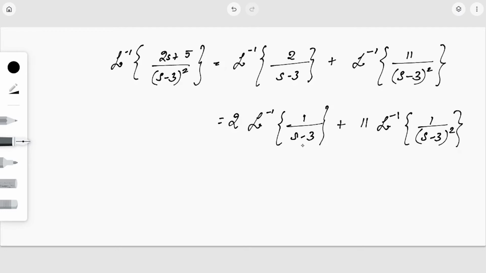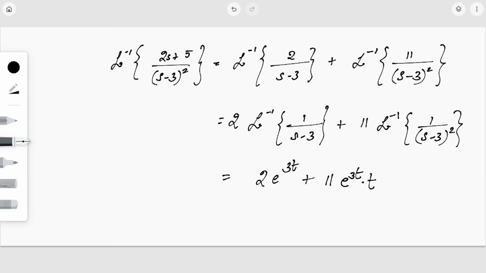So this is all direct formula. S minus 3, that is s minus a, the inverse Laplace of 1 by s minus a is nothing but e raised to 3t. So this is 2 into e raised to 3t plus, here we have this is actually f of s minus a, where a is 3. So 1 by s square. What is the inverse Laplace transform of 1 by s square? It is nothing but t, right? So here instead of t we'll have the exponential multiple, that is e raised to 3t into t.